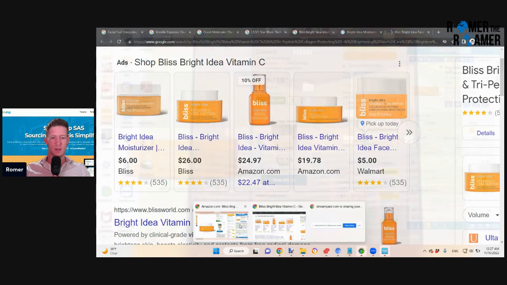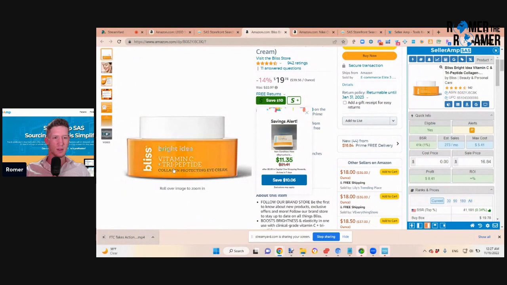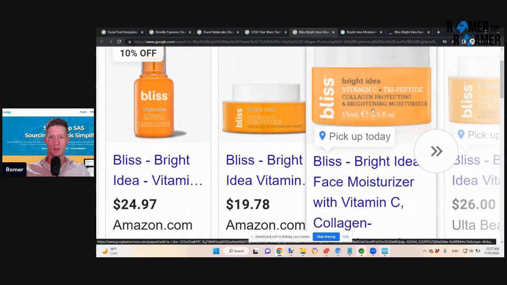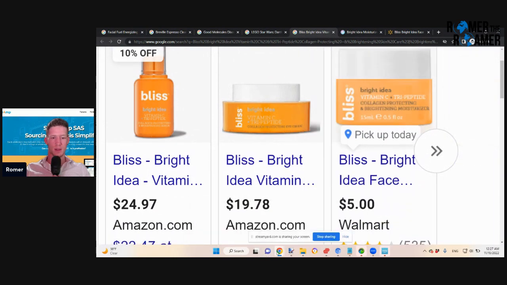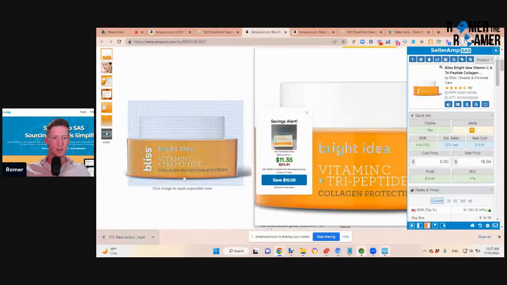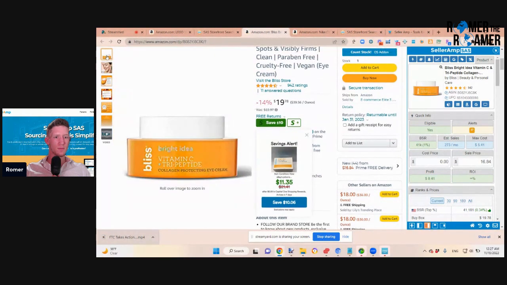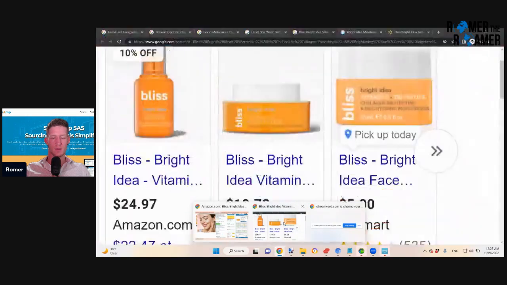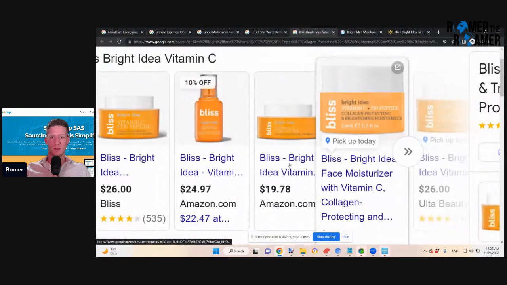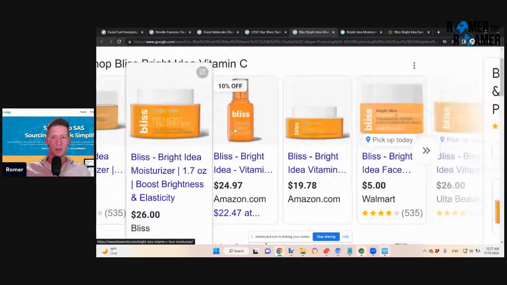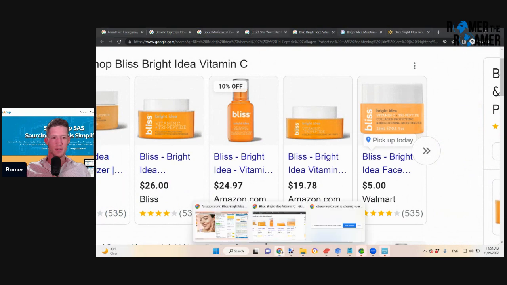So let's see if this is an exact match. Eye cream, brightening, vitamin C, tripeptide. It says brightening moisturizer. This is a little bit different, isn't it? This is the part of OA that is a little bit tedious. Yeah, it doesn't say brightening. Okay, so let's hop back over here. Did this say brightening? Yeah, so these are a little different.